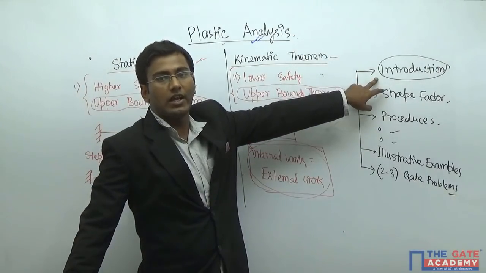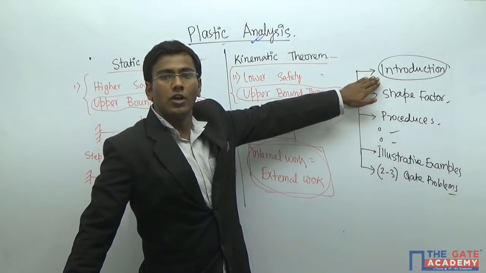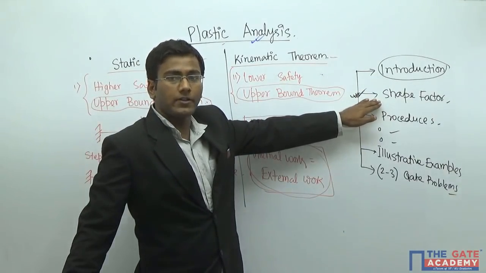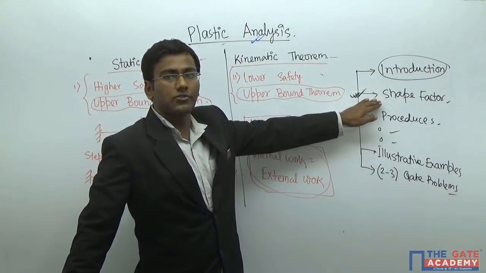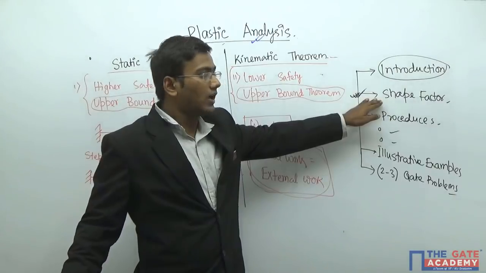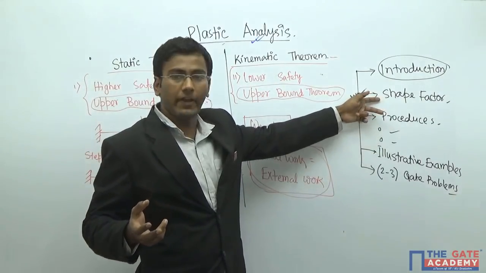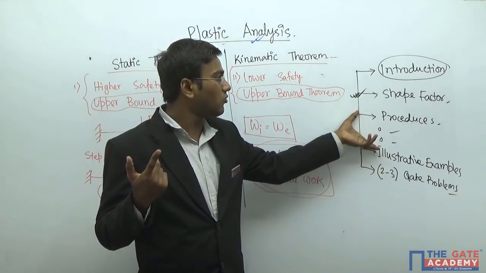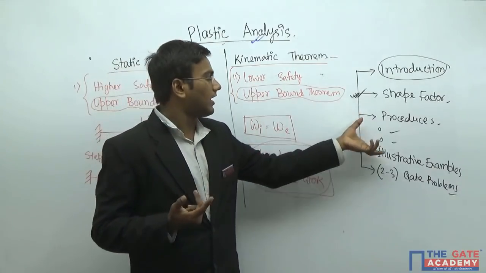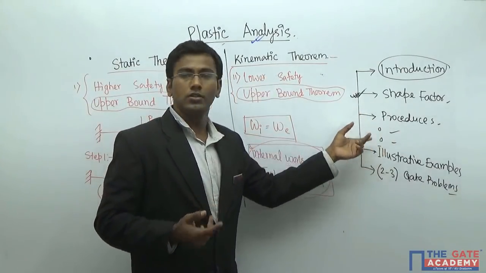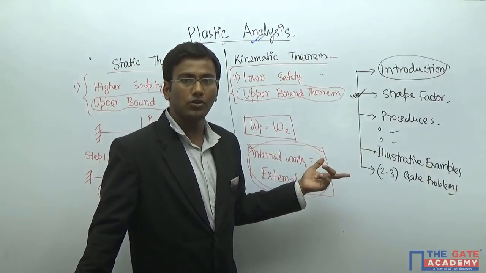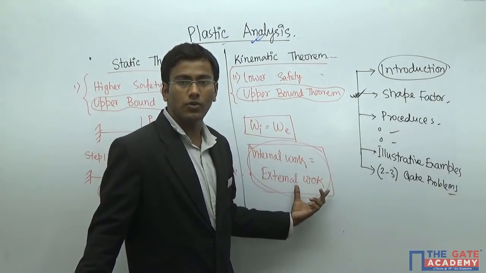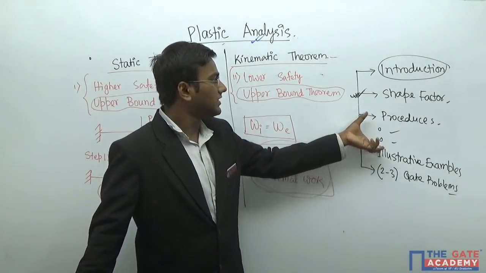Elastic analysis and plastic analysis difference. What are the differences between elastic analysis and plastic analysis? Then what is the shape factor? Why is shape factor required here? You know that it is related to plastic moment capacity as well as plastic section modulus. Now procedures. We can solve any example of plastic analysis by two procedures: the static theorem and the kinematic theorem. By procedures, we should go only by the kinematic theorem. Why kinematic theorem? Because it is the easiest and the quickest way. Right? So these are the procedures.